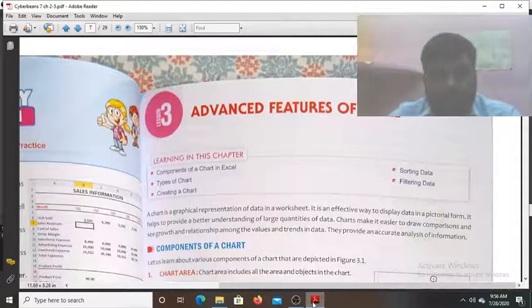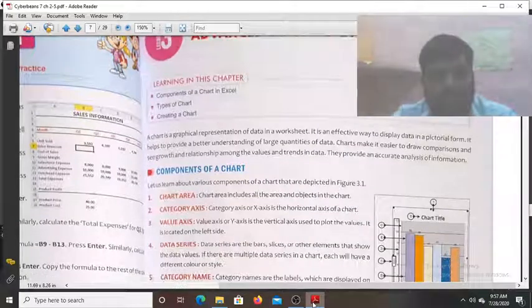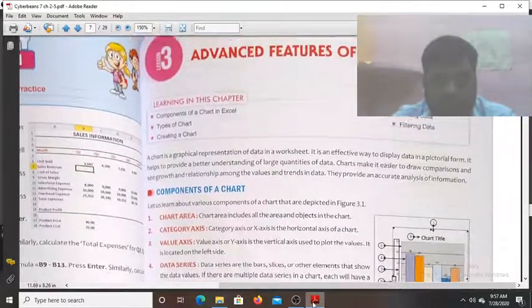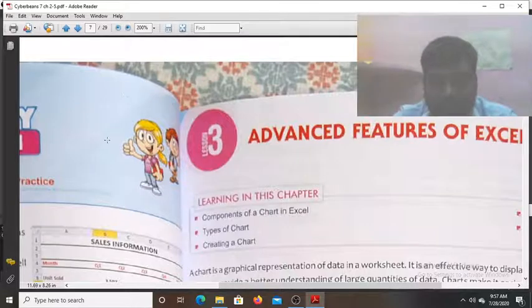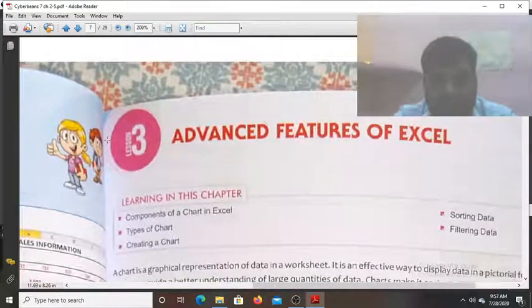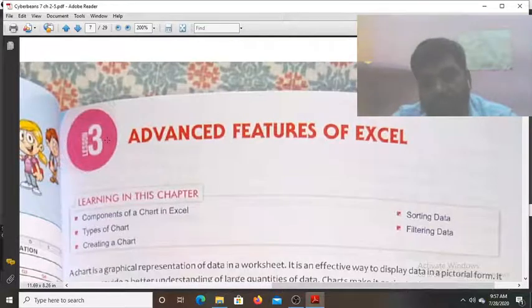So today we will study the new lesson, advanced features of Excel. See, in this chapter what we are going to learn: the components of the chart in Excel and the types of charts. What are the different components of a chart in Excel, that we will learn. Okay. And how we create a chart, how to sort the data, and how to filter the data. Okay.